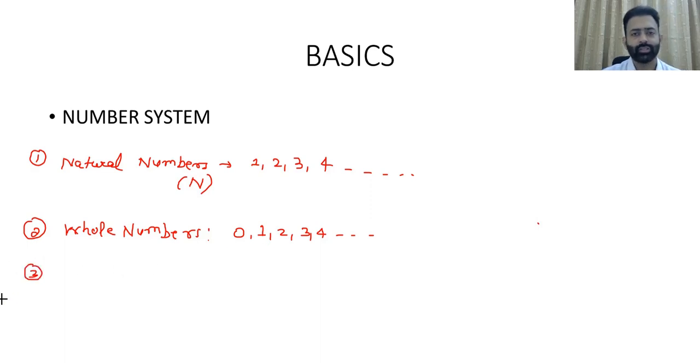The third type of number system that came into existence was integers, or the directed numbers. Integers, okay, or the directed numbers.